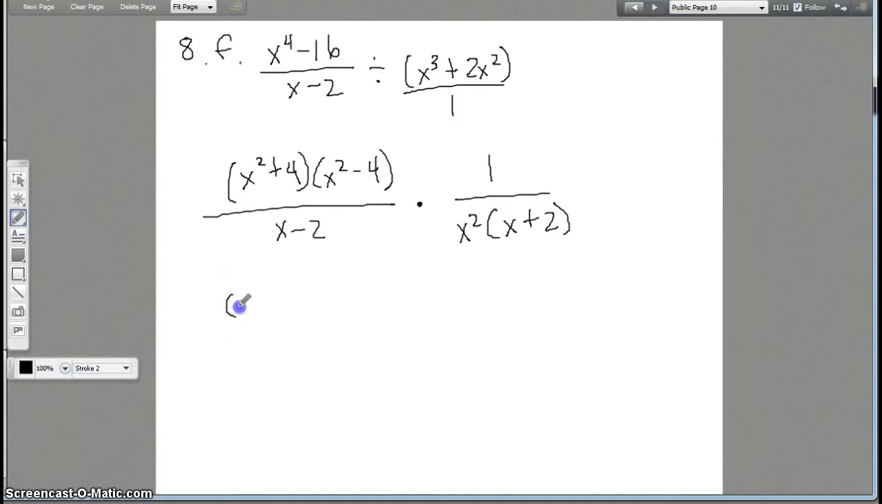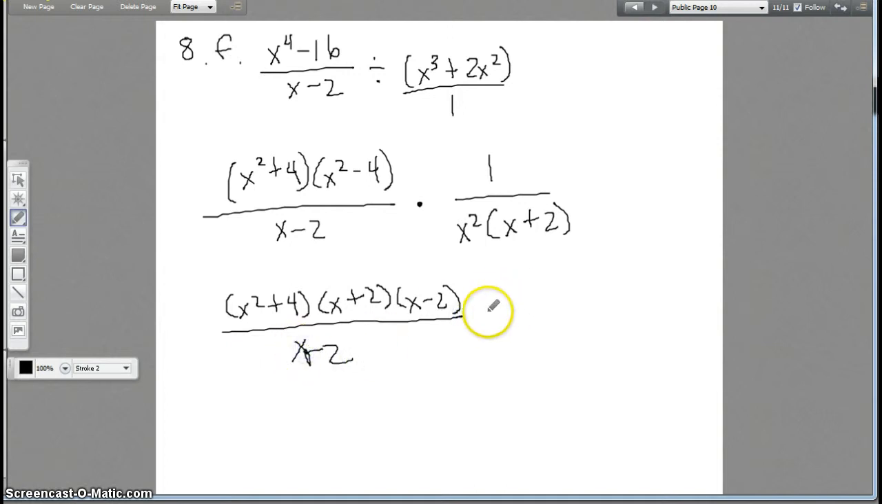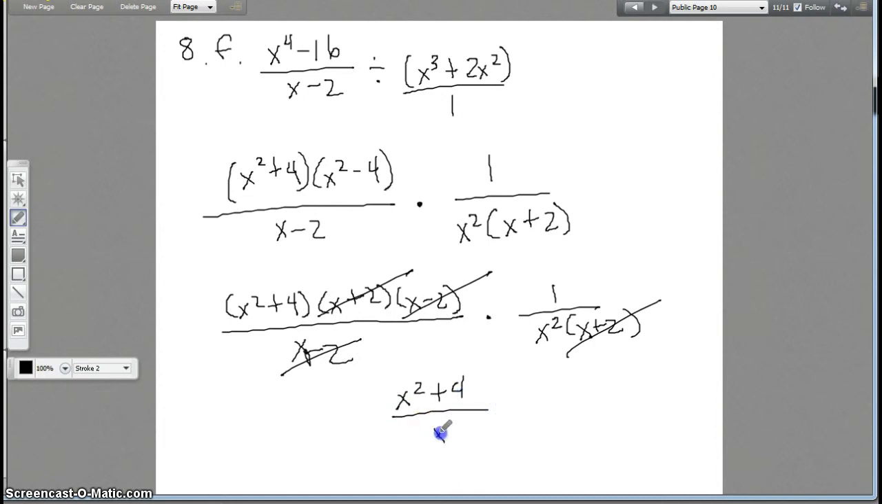So let me go ahead and copy out what we have here, x squared plus 4. And then our x squared minus 4 can be factored as (x plus 2) times (x minus 2). And then this is over x minus 2. Times 1 over x squared times (x plus 2). So we have an x minus 2 that cancels an x minus 2, and x plus 2 that cancels an x plus 2. And what we end up with here is (x squared plus 4) all over x squared. And that's as far as you can take that one.